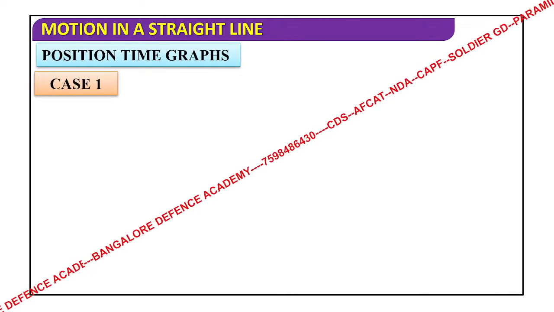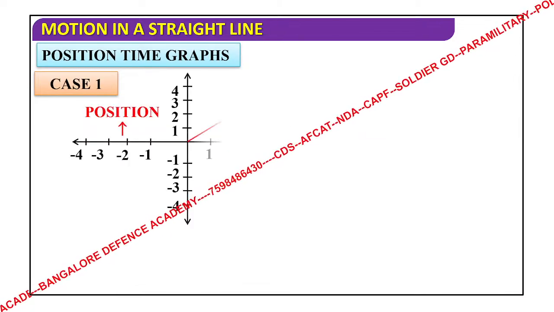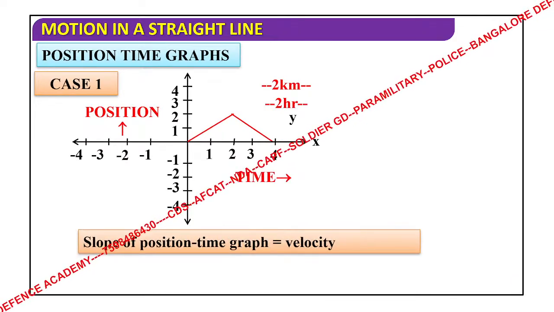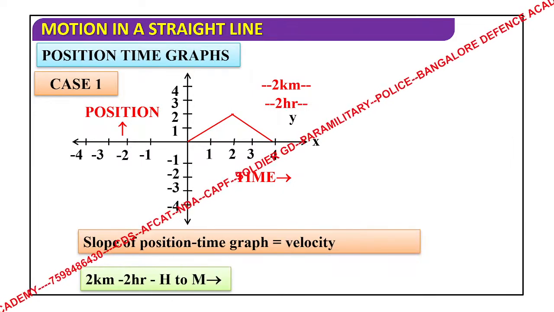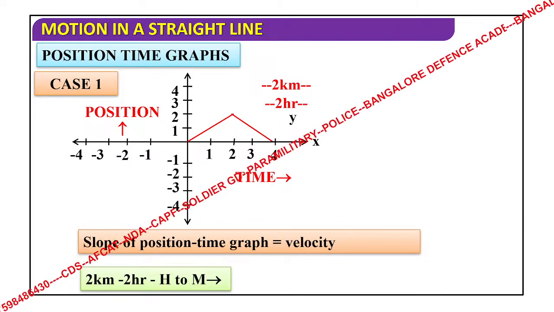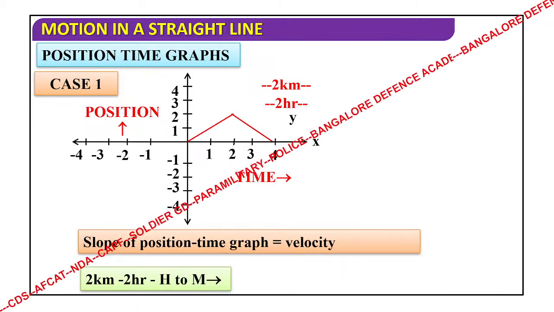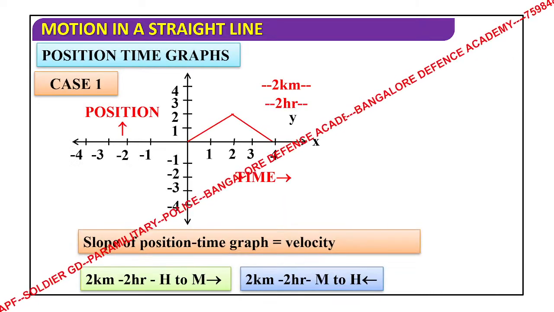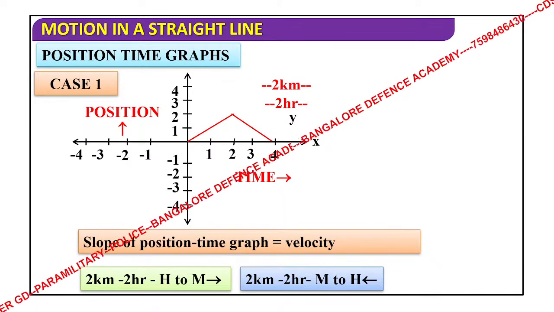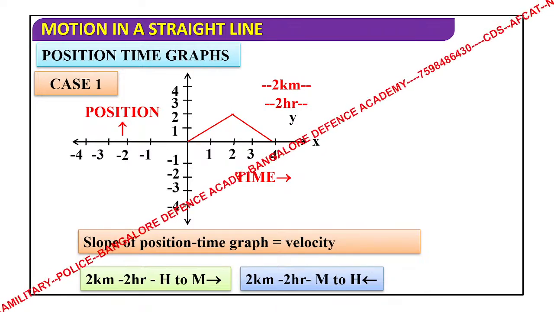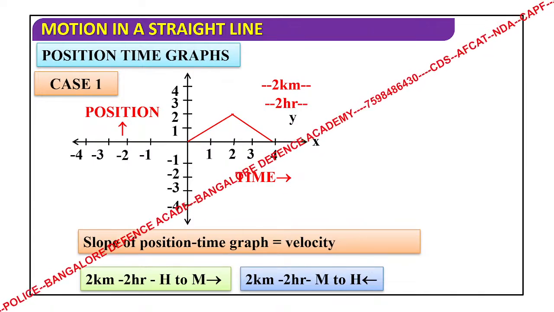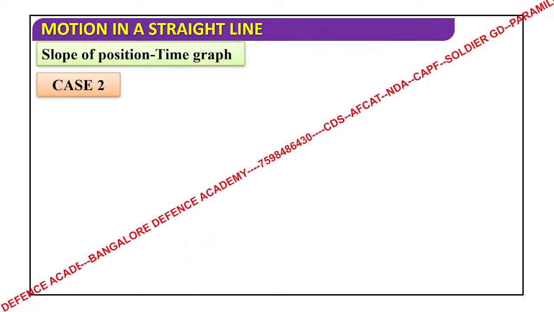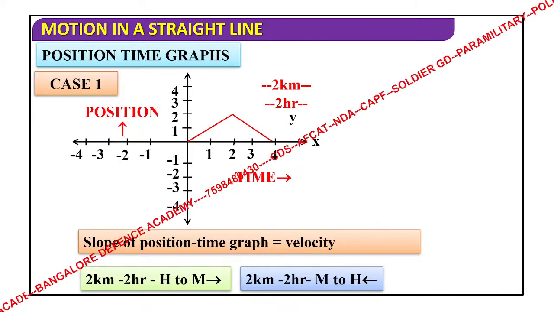Okay, now you have to take some cases here. Let us take this case. Case number 1, slope of position-time graph. Now what is velocity? What happens? For example, a boy is traveling from home to McDonald's and again from McDonald's to home. So total distance traveled is 4. Okay, so I am here drawing a graph of a boy traveling from home to McDonald's and again going back from McDonald's to his home. So total distance is 4. Okay, and now this is the graph of the velocity.